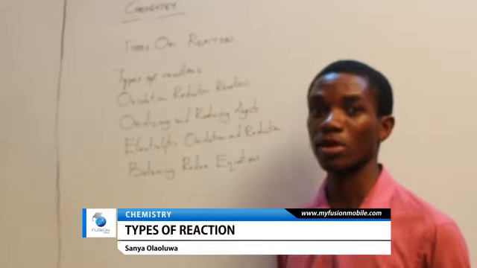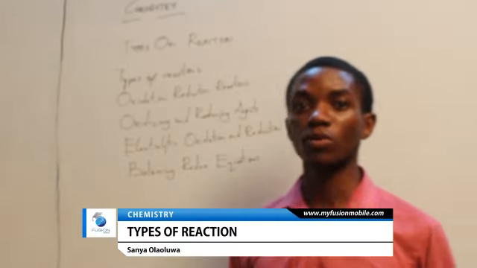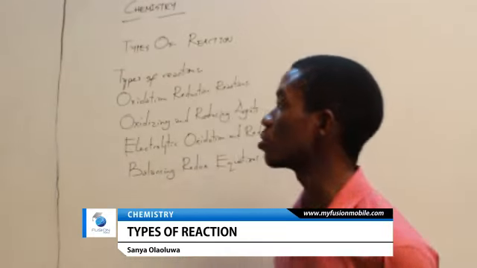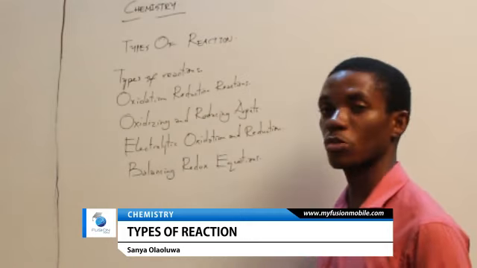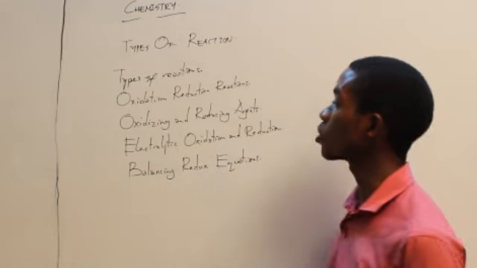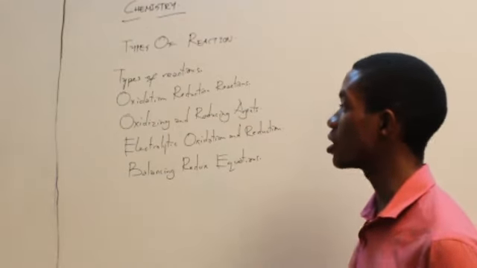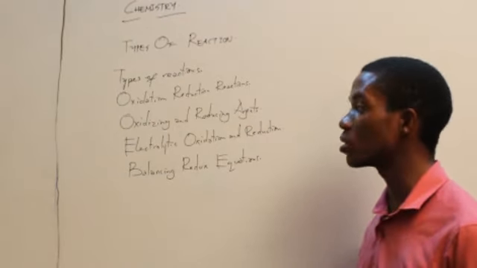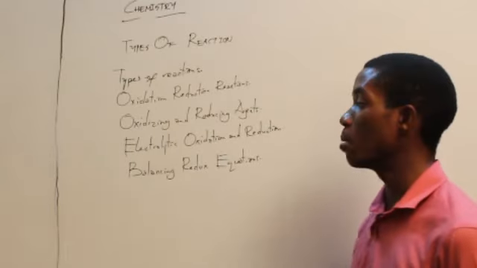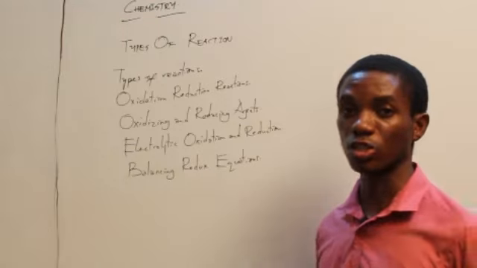In this lesson, we'll be considering the types of chemical reactions. When we talk about chemistry, we know we have to work with reactions. So in this lesson, we'll look at types of reactions as our first topic. Then we'll consider oxidation and reduction reactions. Then we'll look at oxidizing agents and reducing agents. Then electrolytic oxidation and reduction, and finally balancing redox reactions.